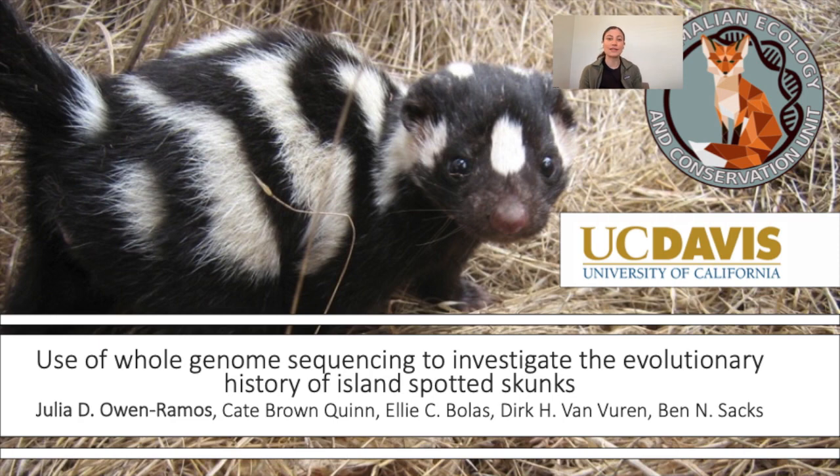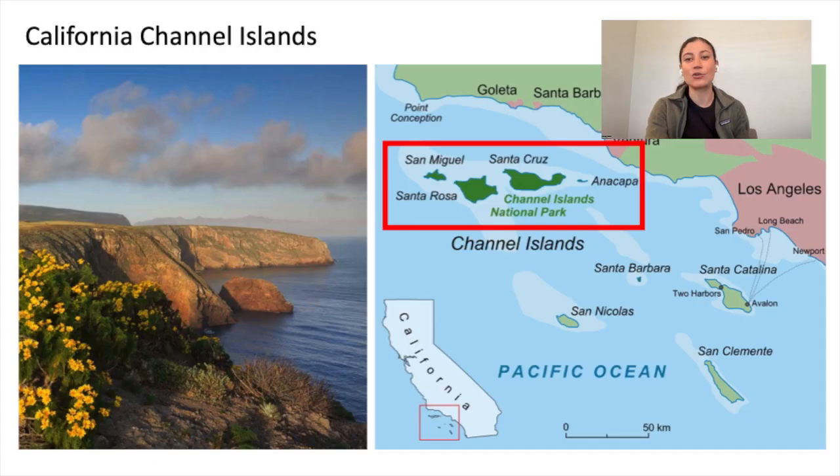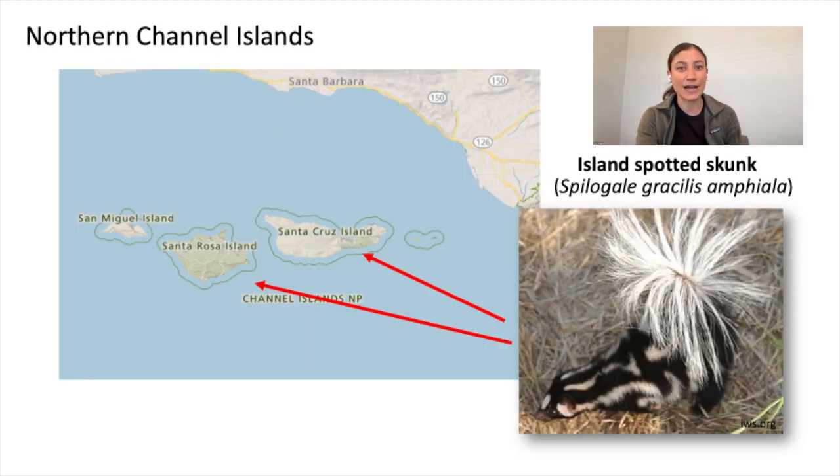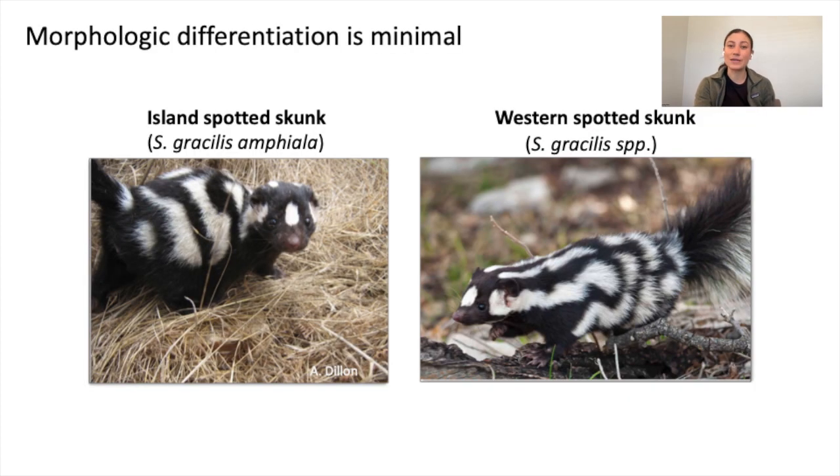The island spotted skunk is a small carnivore that lives on the Northern California Channel Islands. It currently inhabits Santa Rosa Island and Santa Cruz Island. Island spotted skunks are a subspecies of the mainland western spotted skunk. And in terms of morphology, island spotted skunks and western spotted skunks are so similar that mammalogists once considered the island spotted skunk to be a weak subspecies.